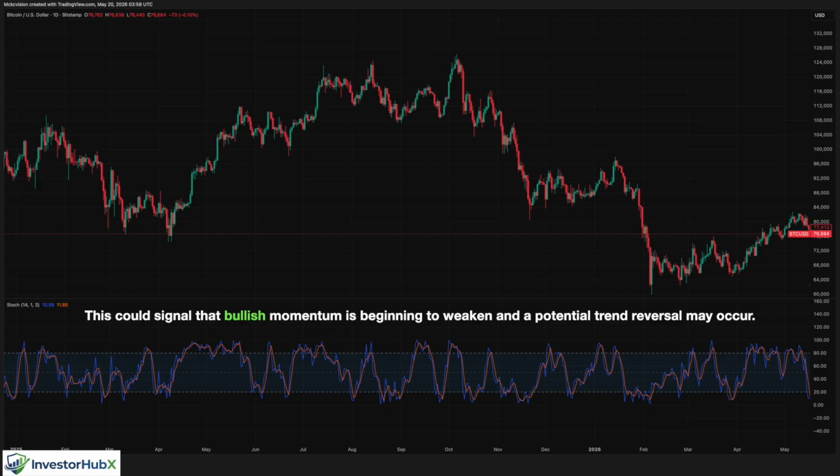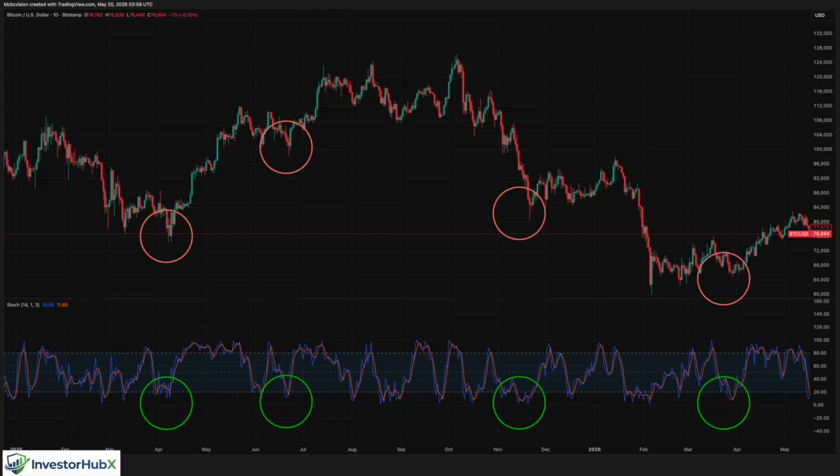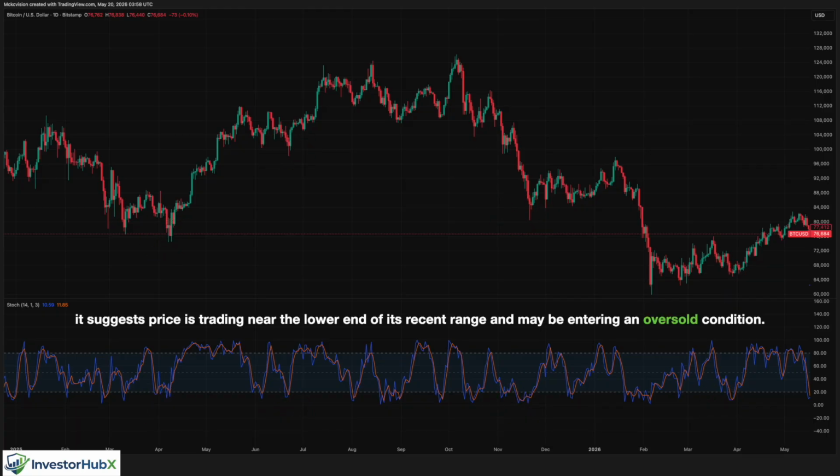This could signal that bullish momentum is beginning to weaken and a potential trend reversal may occur. On the other hand, when the stochastic oscillator moves below 20, it suggests price is trading near the lower end of its recent range and may be entering an oversold condition. This could signal that bearish momentum is weakening and a potential reversal to the upside may occur.